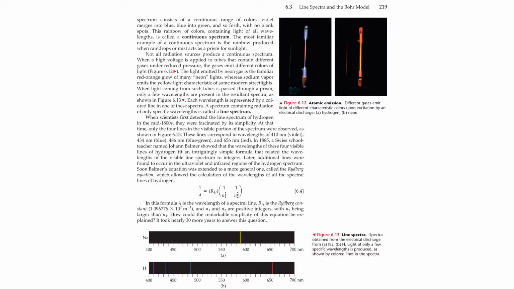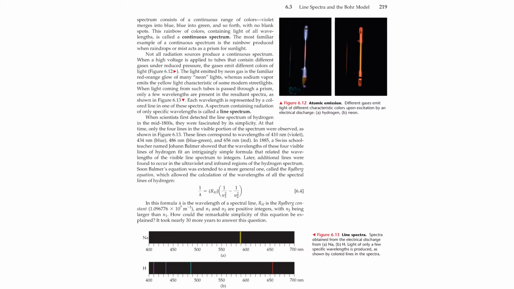When a high voltage is applied to tubes that contain different gases under reduced pressure, the gases emit different colors of light. The light emitted by neon gas is very familiar, the red-orange of many neon lights, whereas sodium vapor emits a yellow light characteristic of some modern streetlights. When light coming from such tubes is passed through a prism, only a few wavelengths are present in the resultant spectra, as shown in Figure 6.13. Each wavelength is separated by a colored line in one of these spectra. A spectrum containing radiation of only specific wavelengths is called a line spectrum.